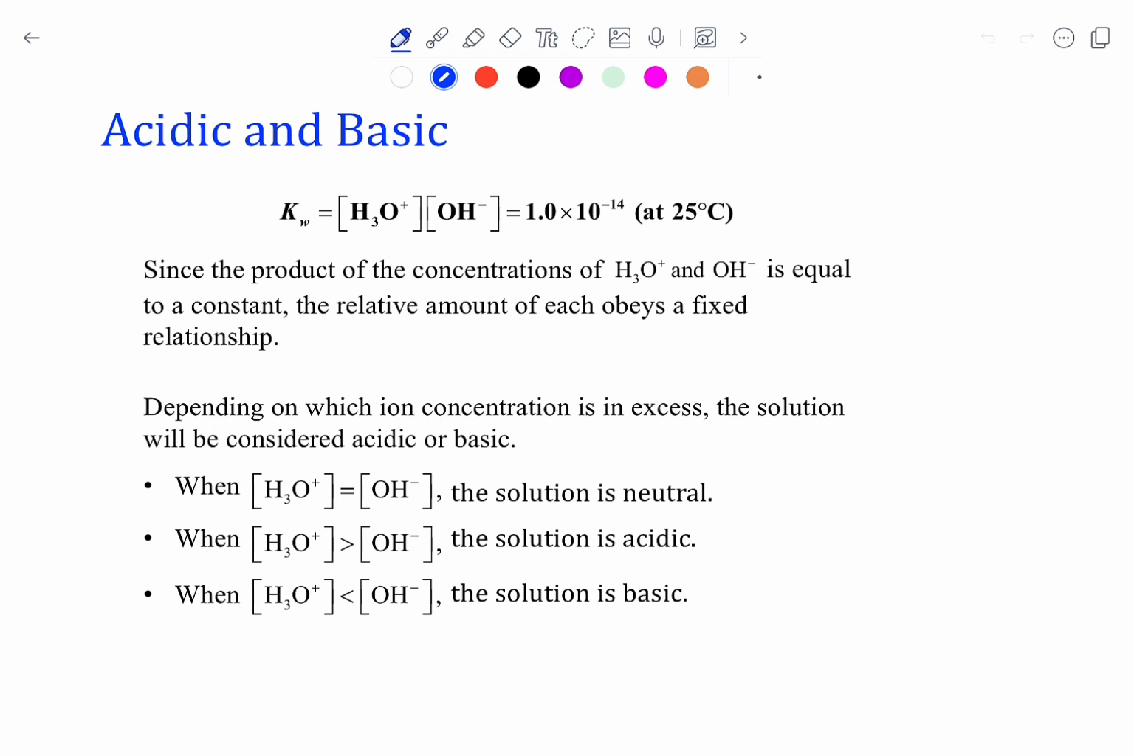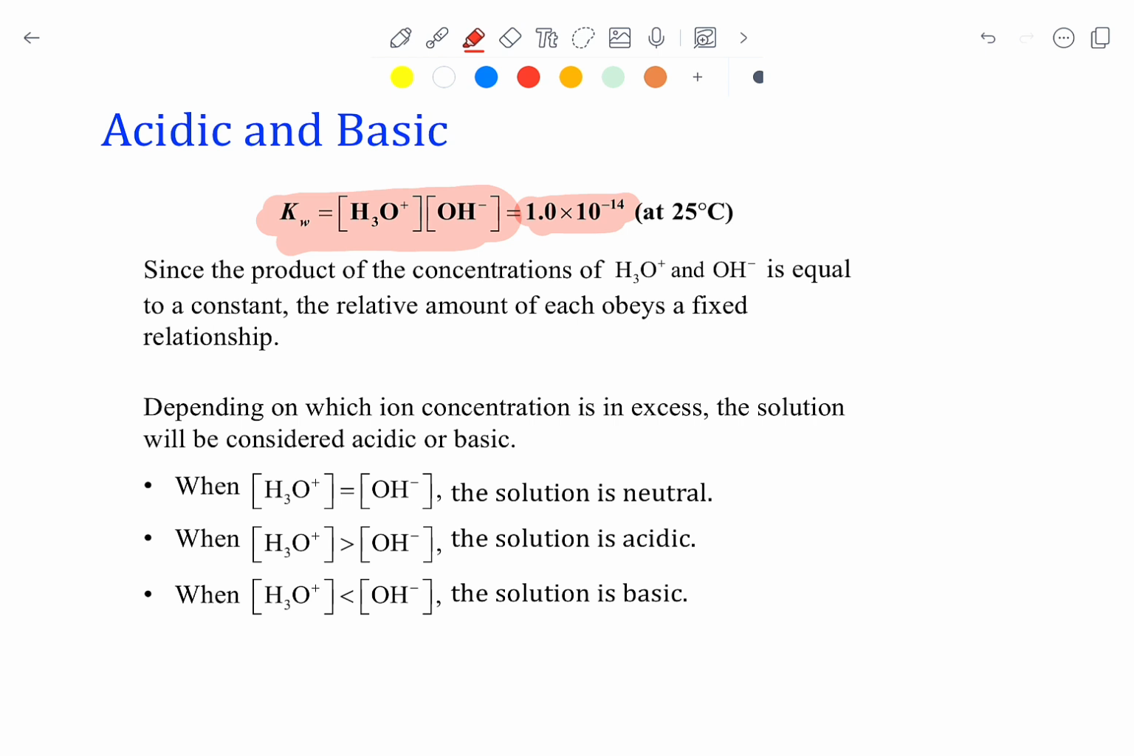Today we're going to be talking about the concept of things being acidic and basic and being able to quantify that through pH and pOH. So in our previous lesson we talked about how the equilibrium constant for water, K sub W, is equal to the product of the hydronium ion concentration and the hydroxide ion concentration, and that since it's an equilibrium constant, there is a value that is given for it at 25 degrees Celsius.